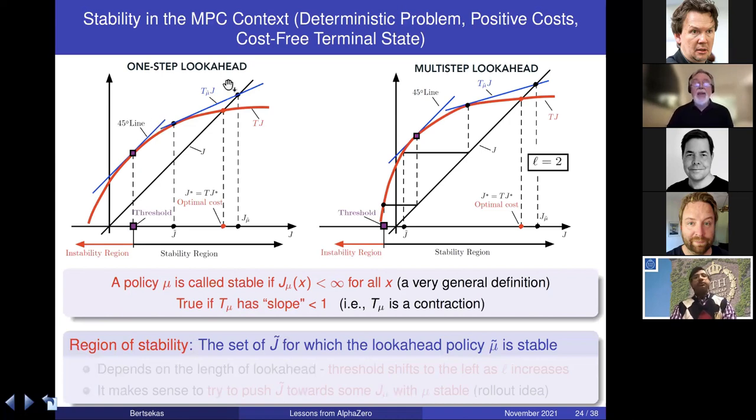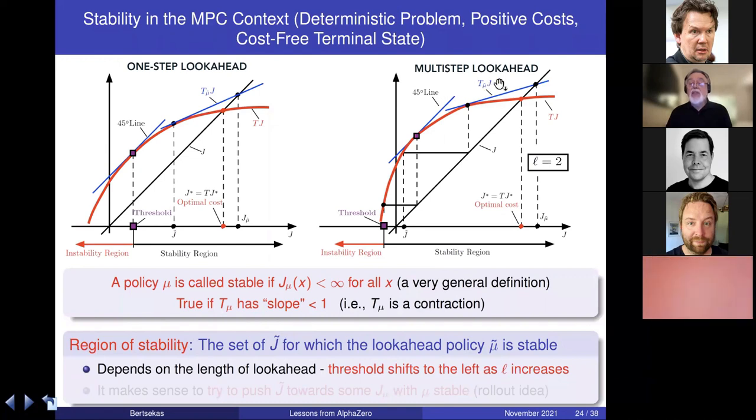Now, this is for one-step lookahead. For multi-step lookahead, multi-step lookahead tends to push J tilde into the stable region. Remember that multi-step lookahead amounts to some value iterations and then taking the Newton step. So this gives you an example with a two-step lookahead. What are the stable J tilde? The ones that, after you perform one value iteration, cross into this stable region for one-step lookahead. So the threshold moves to the right and the region of stability is expanded by multi-step lookahead.